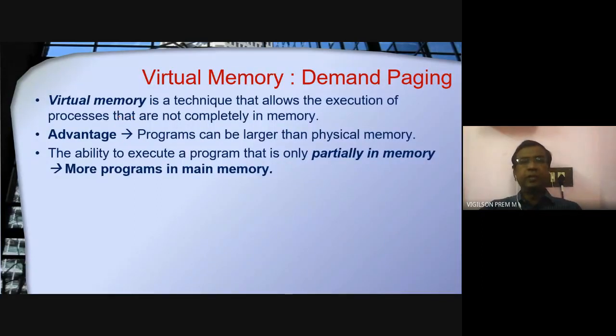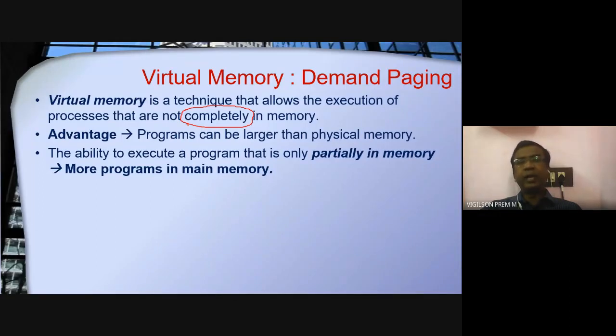Virtual memory is a technique that allows the execution of processes that are not completely in memory. This is a very important concept. If you understand this, entire virtual memory is over. Okay, once again I'm reading: virtual memory is a memory management technique that allows the execution of processes that are not completely in memory.